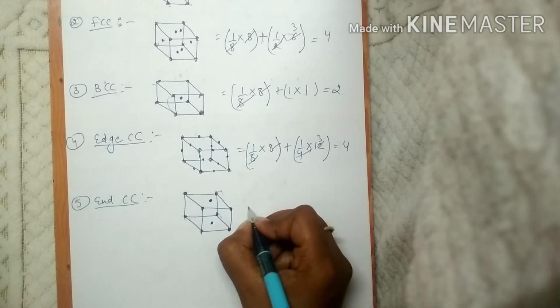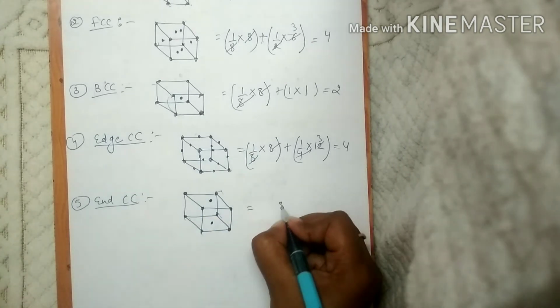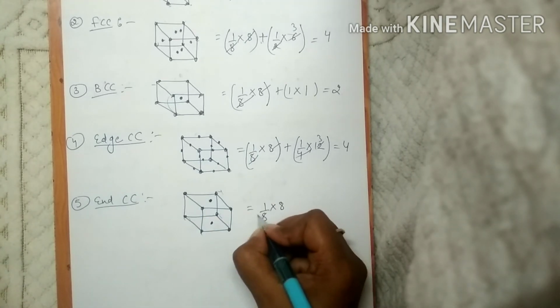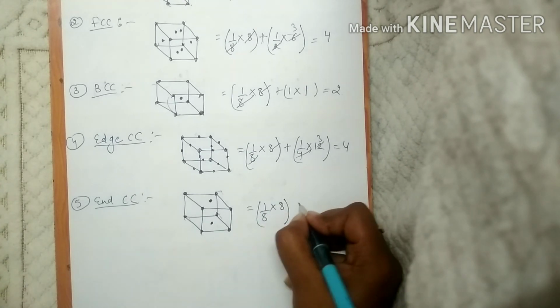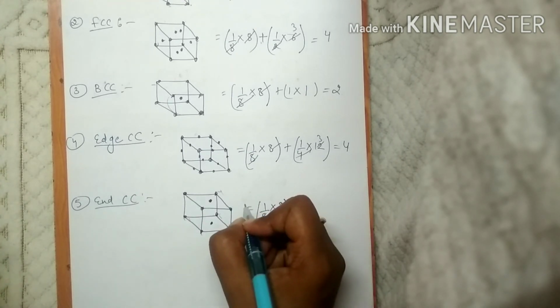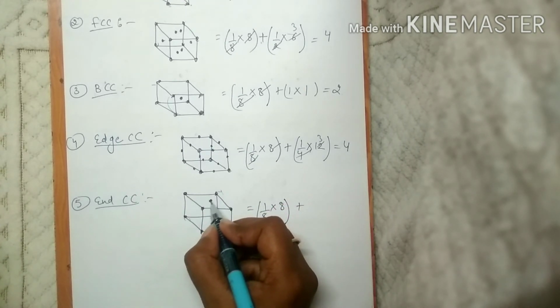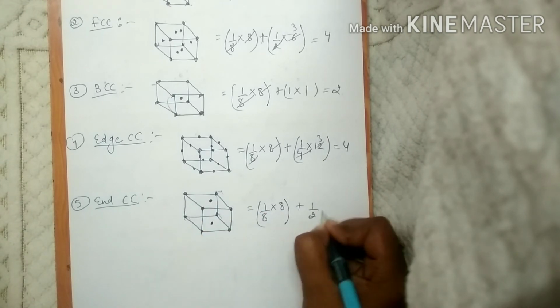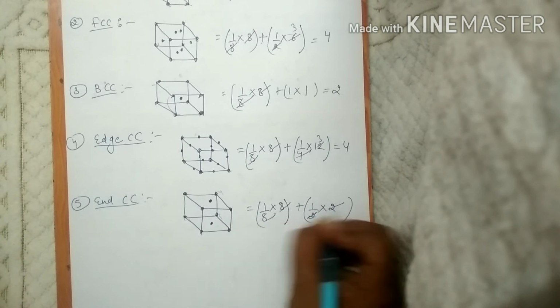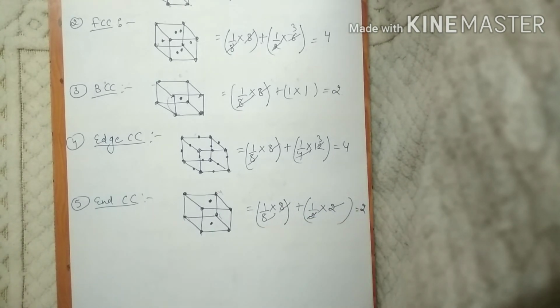So if we take this case, there are 8 atoms at the corners, each contributing 1 by 8, plus if an atom is present at a face center, it contributes 1 by 2, and there are 2 atoms present at the face centers, so it comes out to be 2. So these are the contributions.